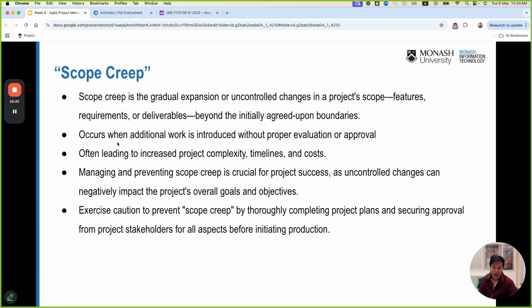Scope creep could occur when additional work is introduced without proper evaluation or approval, and it could often lead to increased project complexity, longer timelines, and higher cost as well. You have more features to do, and then who's going to do it? That's the next question, right? So whoever is the project manager should prevent scope creep as much as possible, by making sure that the scope is clearly defined from the beginning, before the project starts.